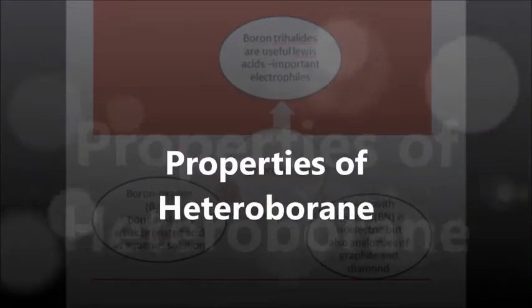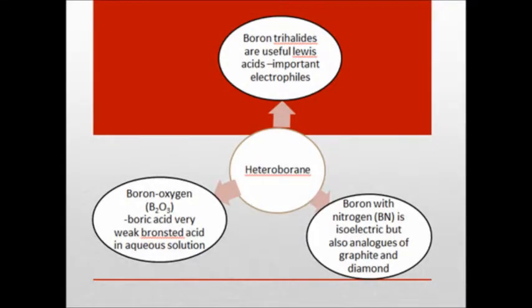Properties of heteroboranes. Boron trihalides are useful Lewis acids. This is because they are important electrophiles for the formation of boron-element bonding. Boron oxygen compounds such as B2O3 and boric acid are present in aqueous solution. For boron with nitrogen, which is BN, it is isoelectronic with carbon, and it is also analogous to graphite and diamond.